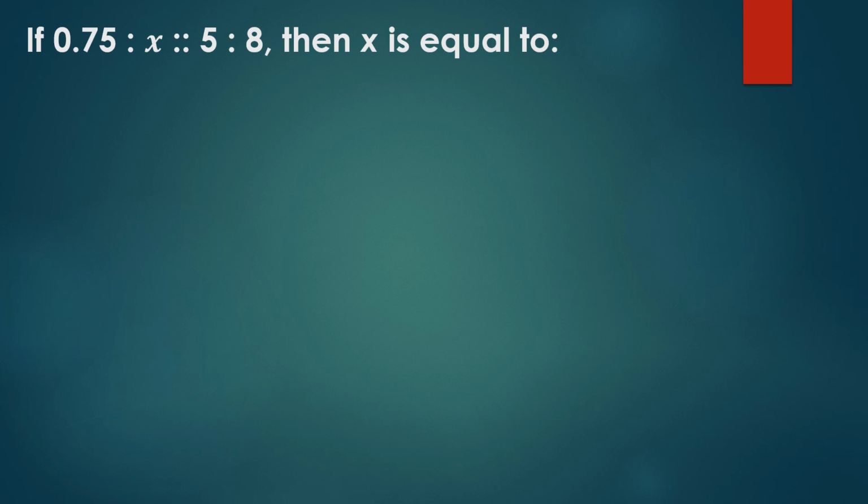If 0.75 is to x is proportional to 5 is to 8, then find the value of x. Here we have the condition: if four numbers are in proportion, then the product of the first and fourth will be equal to the product of the second and third. So x into 5 is 5x, and 0.75 into 8. So 5x is 0.75 into 8. x is equal to 6 by 5, or x is equal to 1.2.